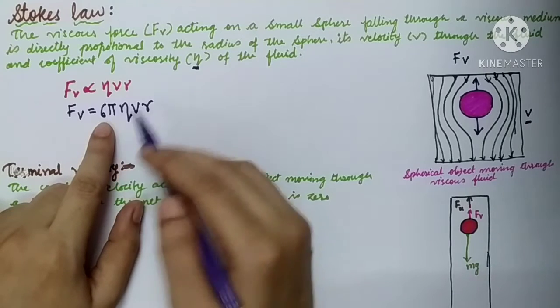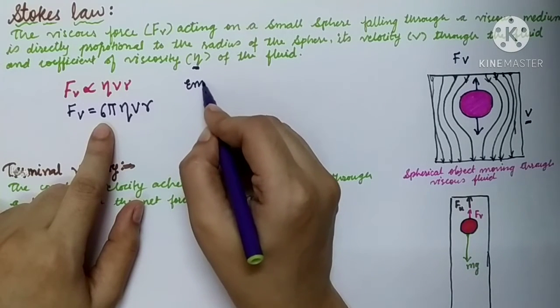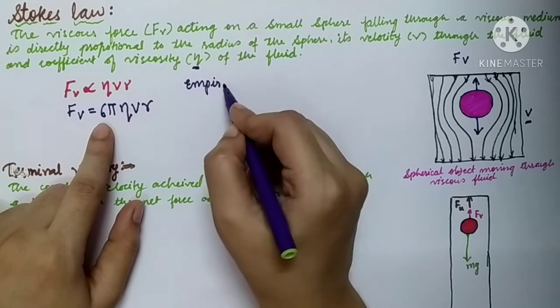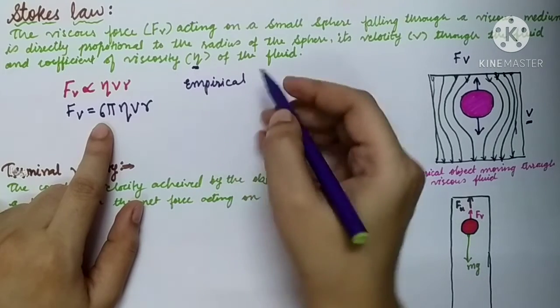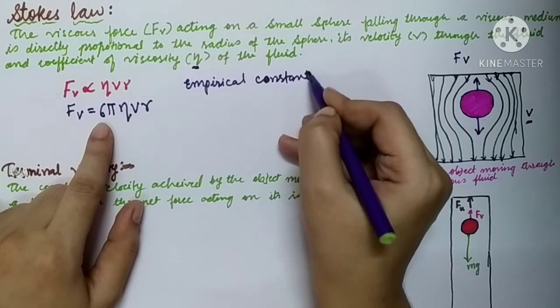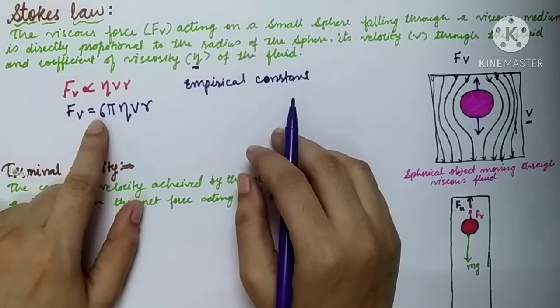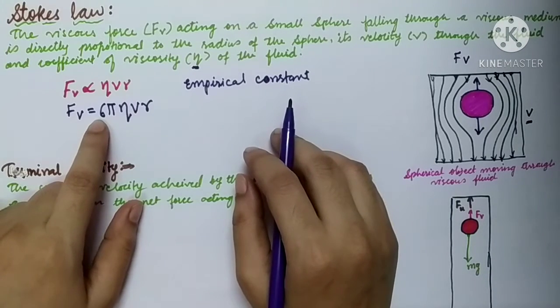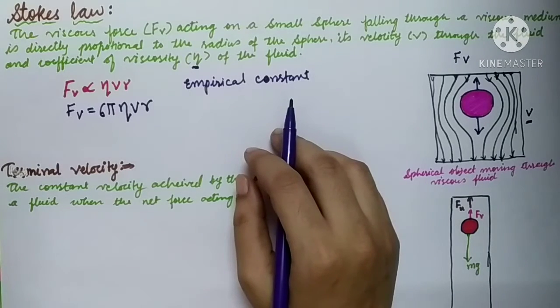So this 6 pi is called an empirical constant, meaning it is already calculated in the lab. Its value is already determined. It is 6 pi. So this is what Stokes' law is.